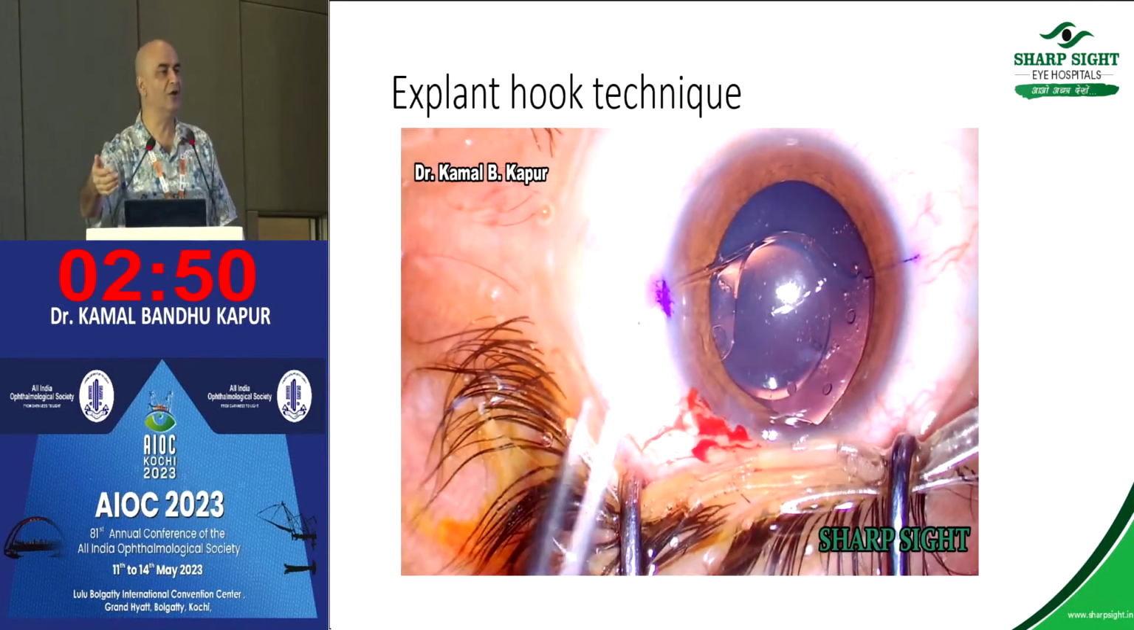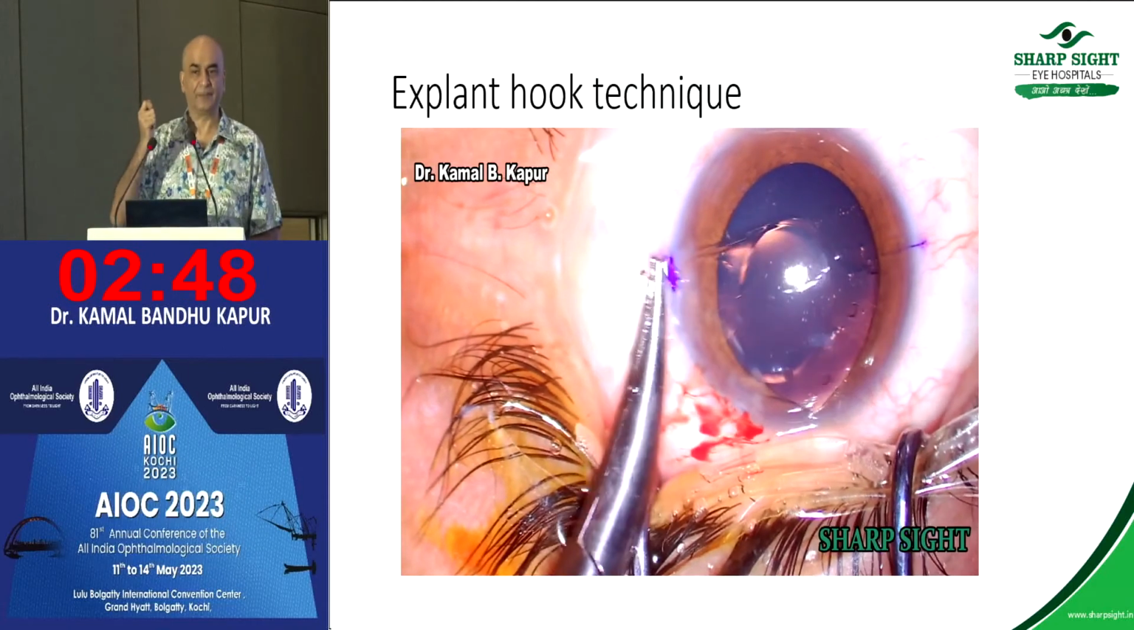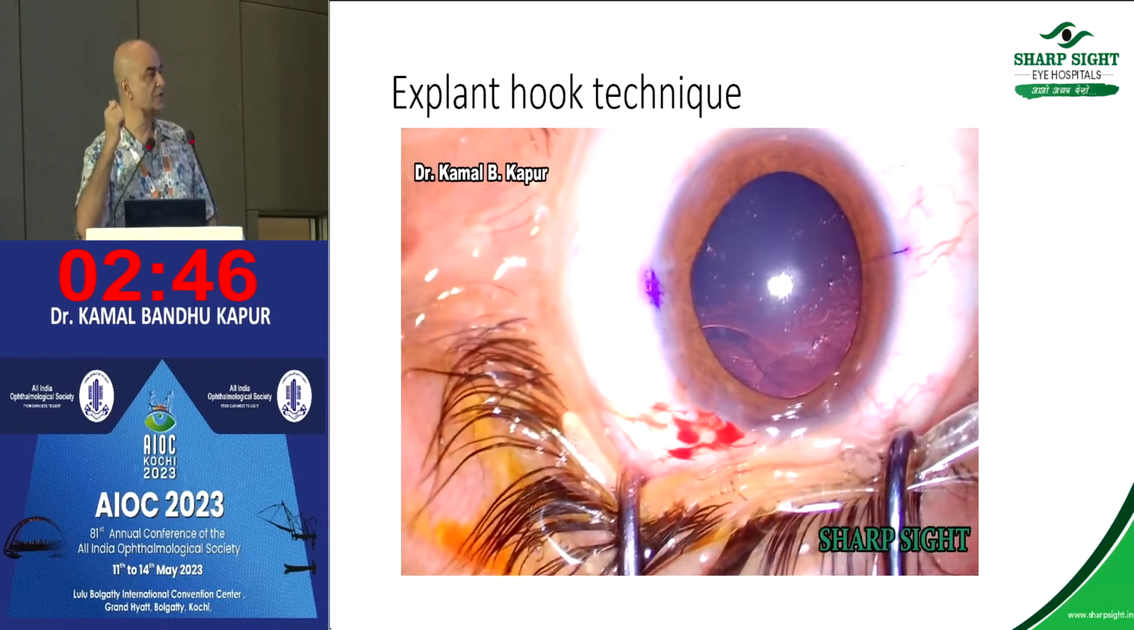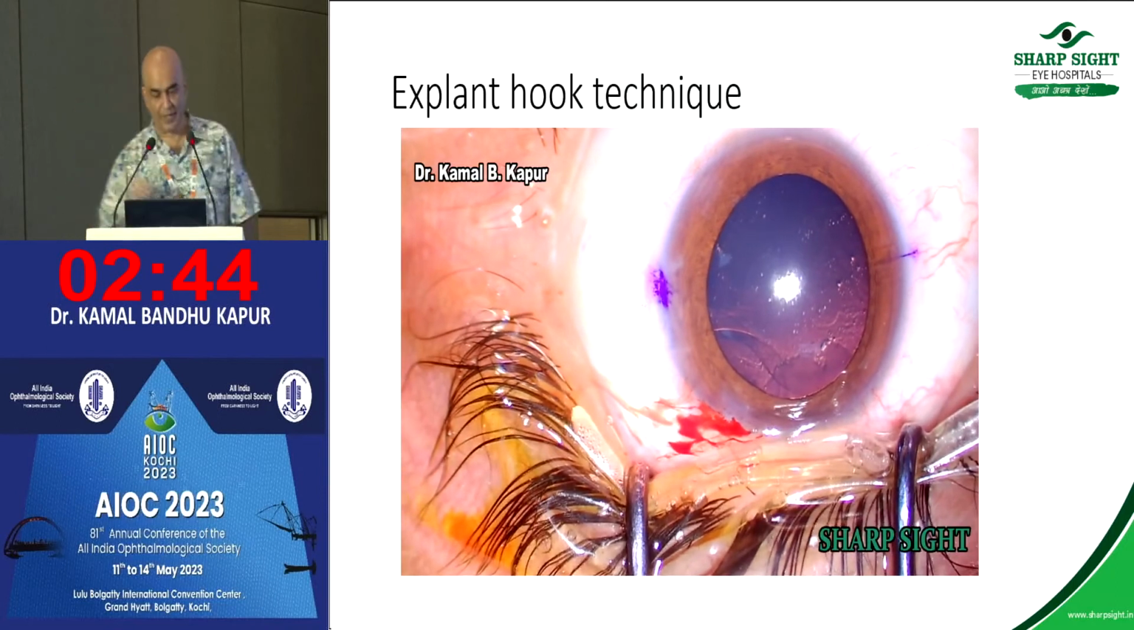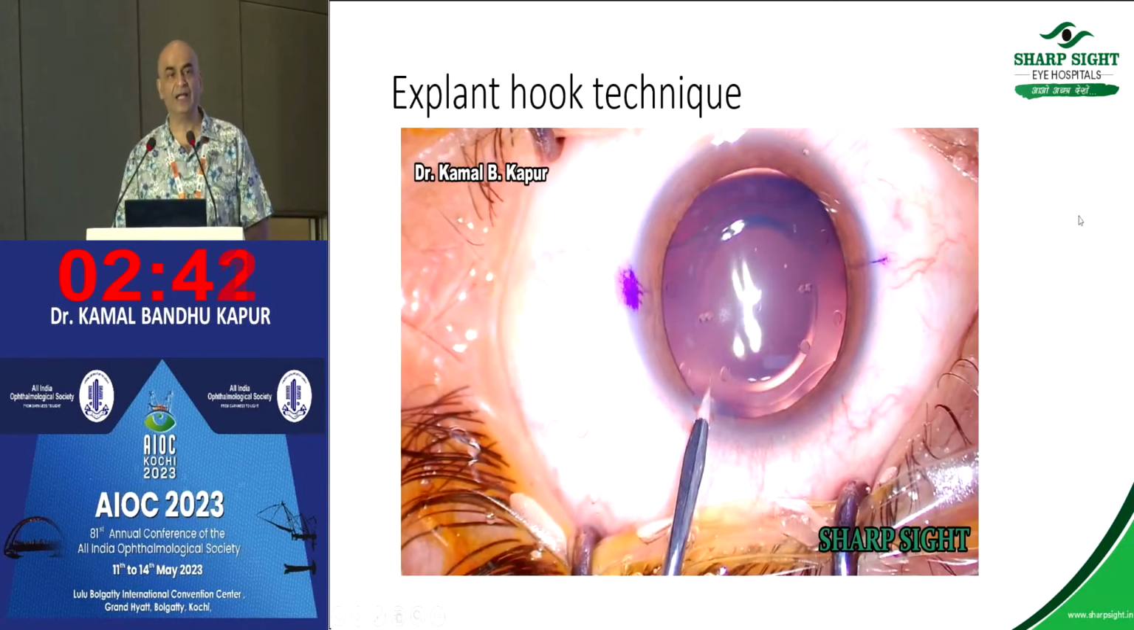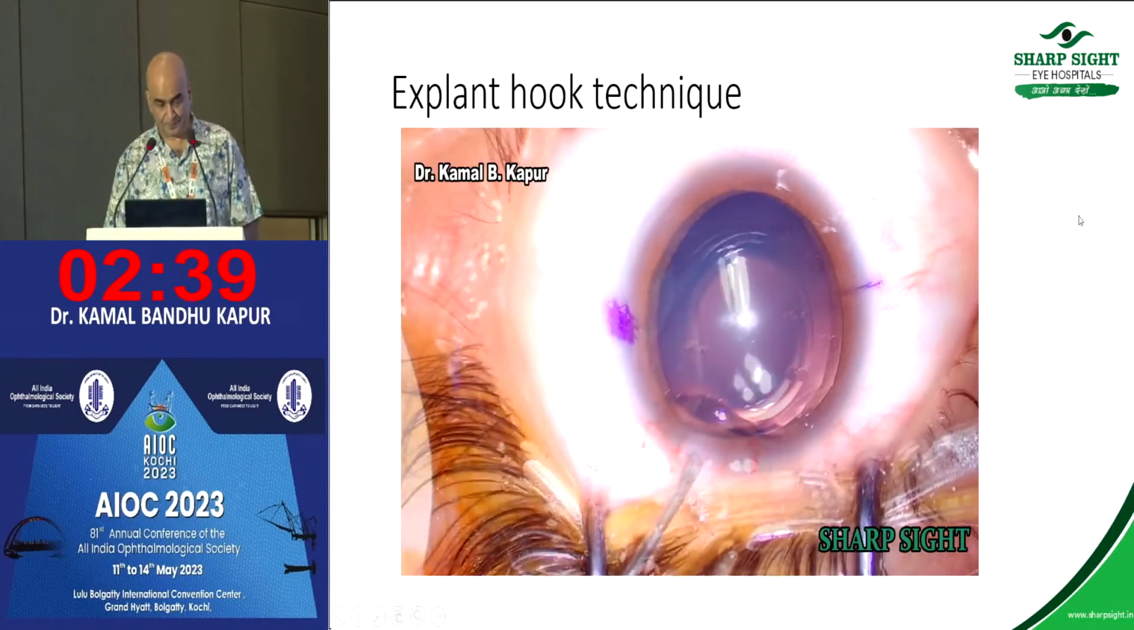Now you can use a needle holder. Do not use a tooth forceps. It will break the lens. Use a needle holder or a McPherson and pull it out and it's over. It is out in 10 to 15 seconds.